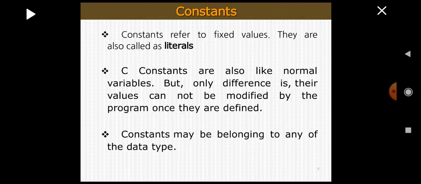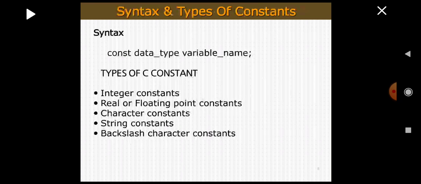Next topic is constants. Constants refer to fixed values. They are also called literals. C constants are like normal variables, but the only difference is that their values cannot be modified by the programmer once they are defined. Constants may belong to any of the data types like integer, character, float, etc. Next we'll see the syntax and various types of constants.